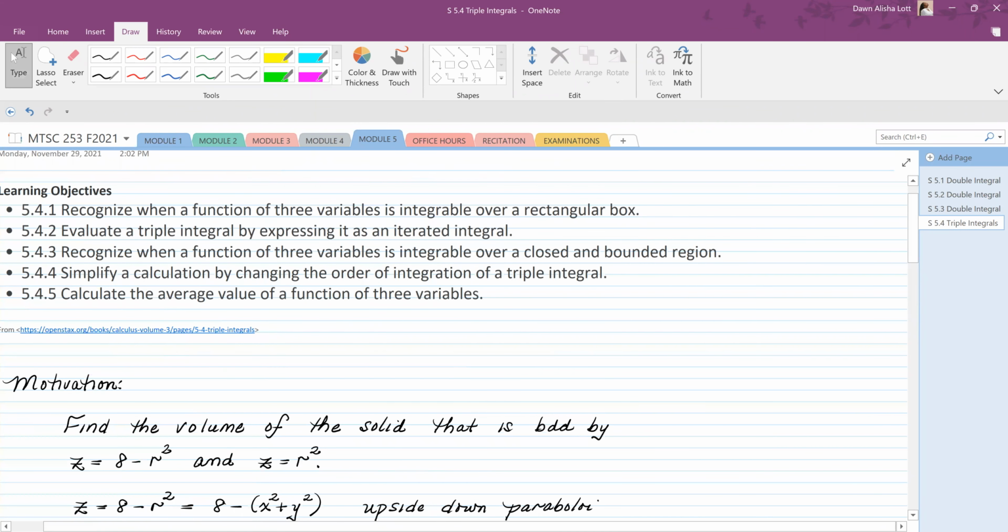Recognize when a function of 3 variables is integrable over a closed and bounded region. Simplified calculation between them. Three values.